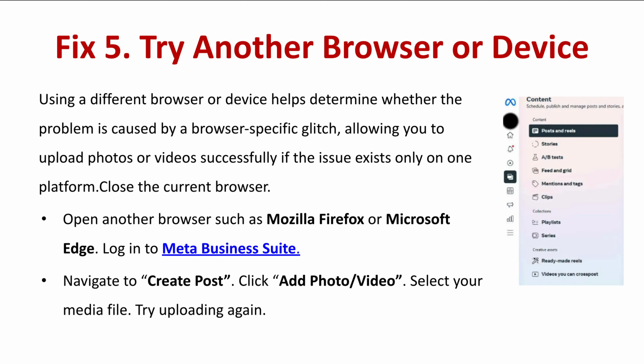Fifth fix is try another browser or device. Using a different browser or device helps determine whether the problem is caused by a browser-specific glitch, allowing you to upload the photo or video successfully. If the issue exists only on one platform, close the current browser. Open another browser such as Mozilla Firefox or Microsoft Edge. Log into Meta Business Suite. Navigate to Create Post. Click Add Photo or Video. Select your media file. Try uploading again.